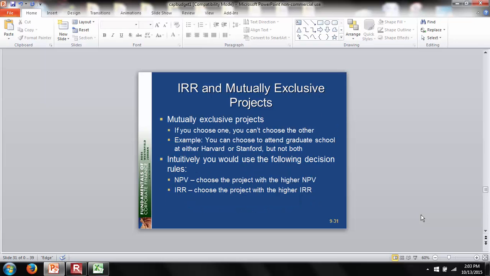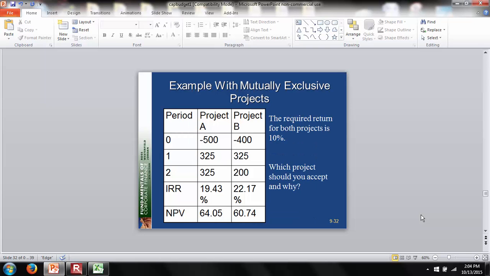Now, what is the second problem? The second problem is when you have mutually exclusive projects, and as you said before, it basically means that you will only pick one of the projects. So here, with the NPV, choose the project with the higher NPV, and with the IRR, choose the project with the higher IRR. So let's look at this example.